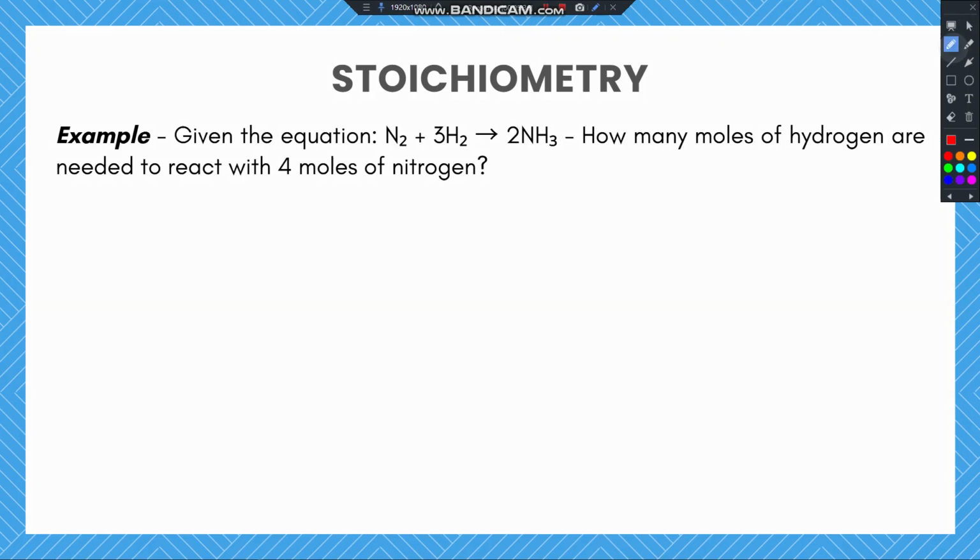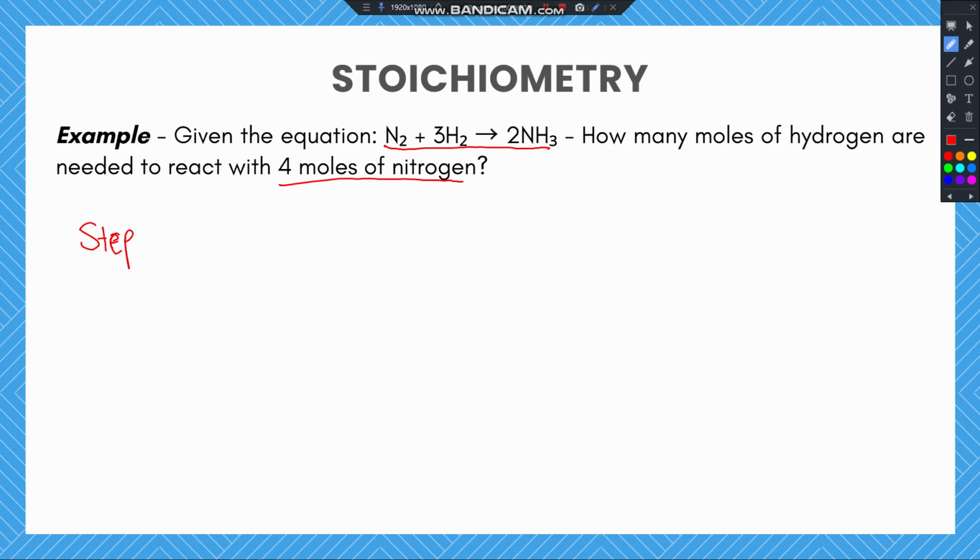Example number one. Given this equation on the screen, here is the equation. They said how many moles of hydrogen are needed to react with 4 moles of nitrogen? So step number one, get the mole ratio.